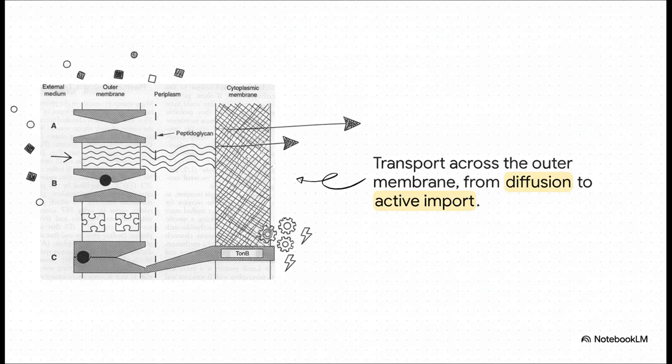See on the left? That's the outside world, the external medium. Then we have the outer membrane, followed by that gap, the periplasmic space. And finally, the last hurdle, the cytoplasmic membrane on the right. What we're going to focus on right now are the three main ways a molecule can make that very first leap across the outer membrane.